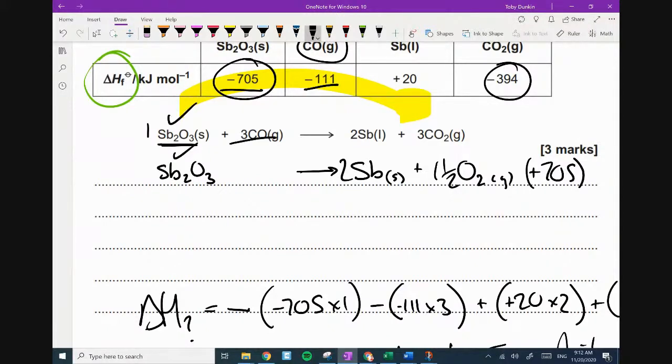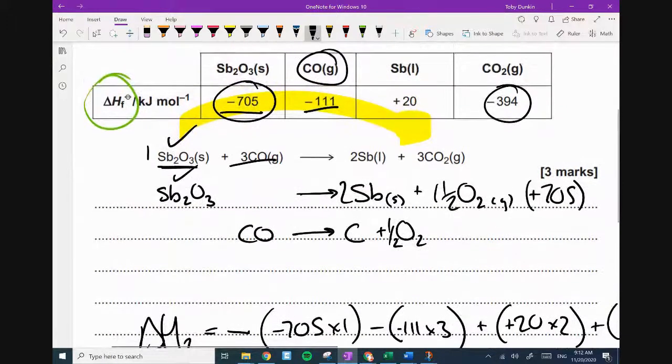Now I need carbon monoxide. The formation of carbon monoxide is on the wrong side. I'm making it from carbon and oxygen. I need to flip it over, so now I need carbon monoxide on that side. I just need to flip the sign. It's a half oxygen for carbon monoxide, and I need 3 of that there. I need to flip the sign, so that becomes plus 111. But I need to times that by 3 because I need 3 of them in the equation. So I'm going to get 3 of those, and then 1.5 O2s.